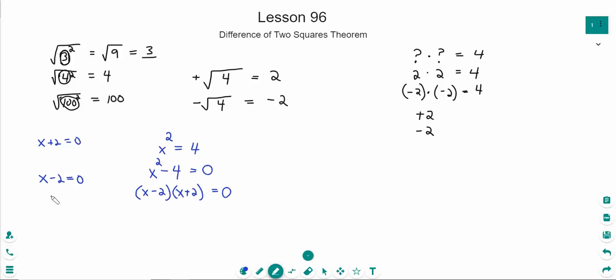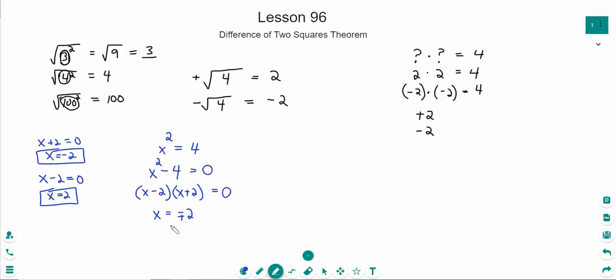And how could this happen? Well, in this case, it would only happen if x is a 2, right? Because if it's a 2, 2 minus 2 is 0. This would happen only if x is a negative 2, right? So the two ways that we can get a 0 out of this product is if x is equal to a negative 2 or a positive 2.